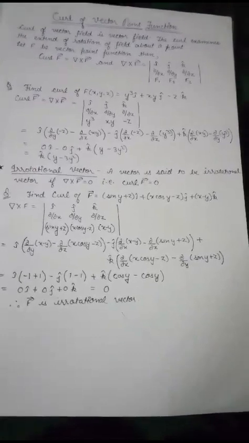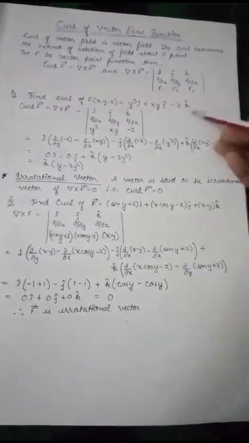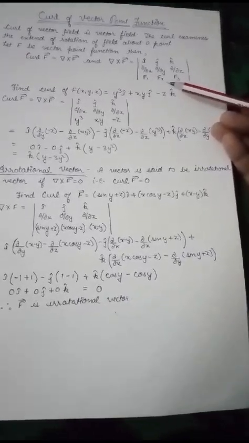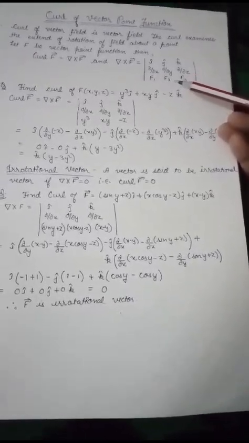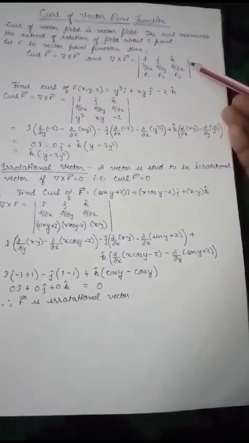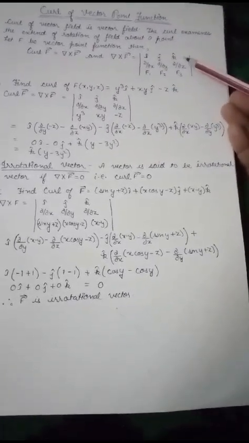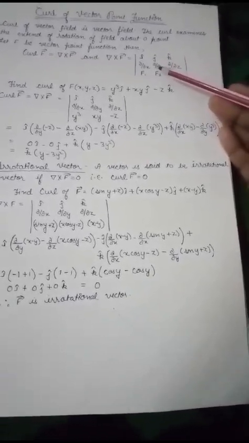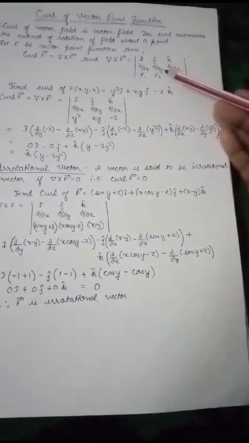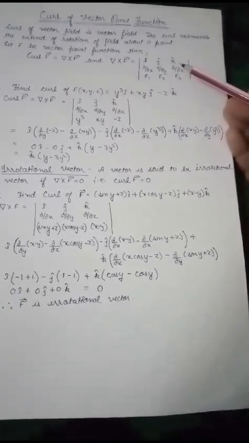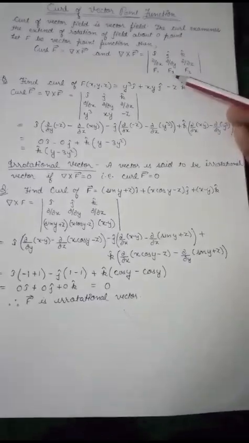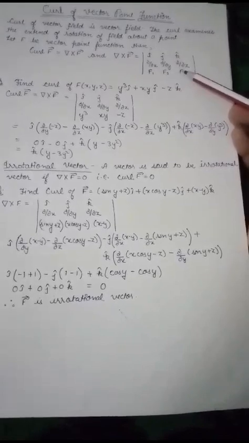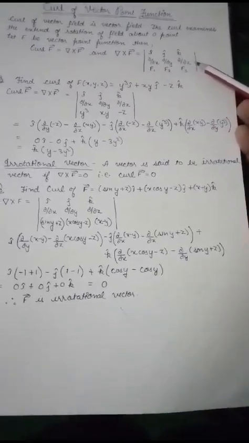So how do we find the curl? Curl is basically the cross product of del with F. F is a vector, so del cross F is called the curl. And how do we find this? We find it by the cross product. In the cross product we write i cap, j cap and k cap. Below i cap we write del by del x, below j we write del by del y, and below k we write del by del z. And F1, F2 and F3 are the i coefficient, j coefficient and k cap coefficient.